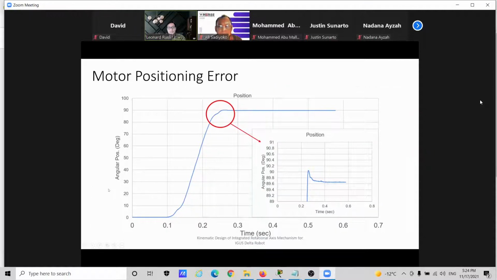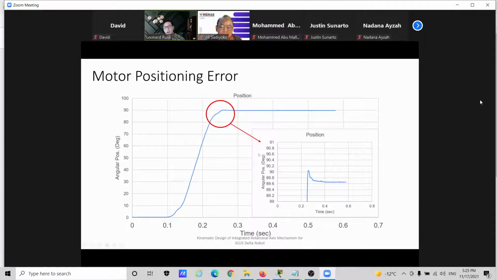We did also some tests for the positioning error. Here is an example of a step input. Notice that the time is pretty short. So this ramp up is not that slow, really. I mean, we're talking about 1/10 of a second here.